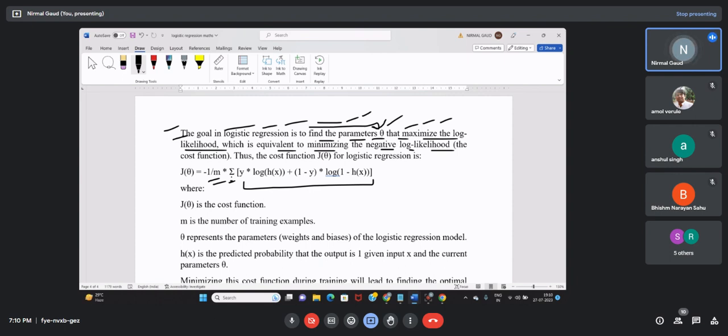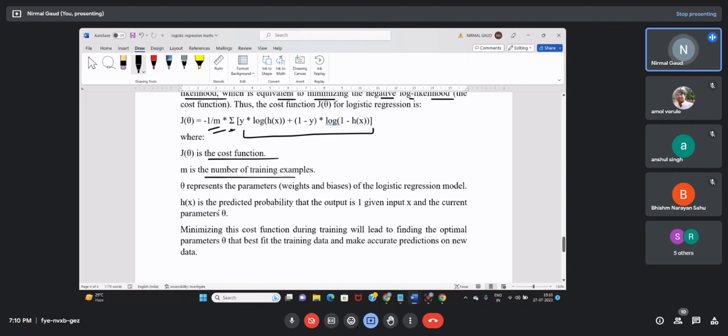So they mention J(theta) as the cost function, m is the number of training examples, and theta represents the parameters, that means the weight and the bias of the logistic regression. h(x), you very well know, is the predicted probability, between 0 and 1. We need to minimize the cost function during training, which will lead to finding the optimal solution. The best fit to the training data makes accurate predictions on new data. That's what we need to do.